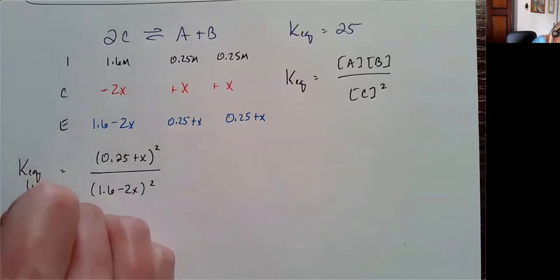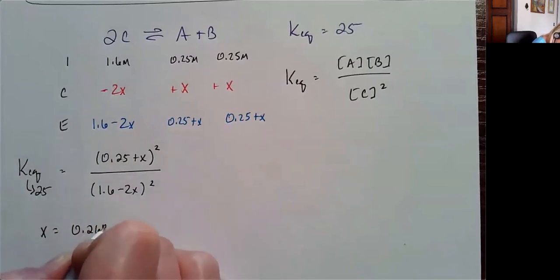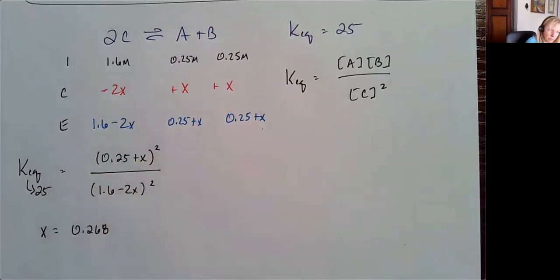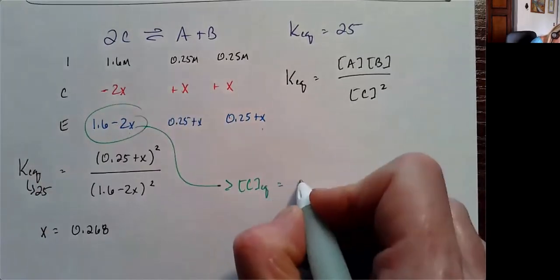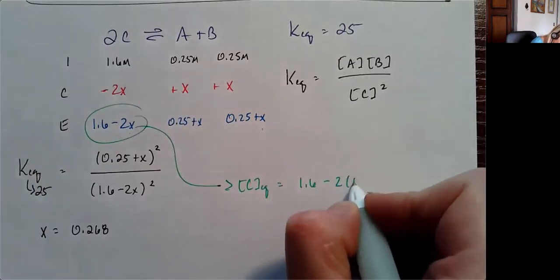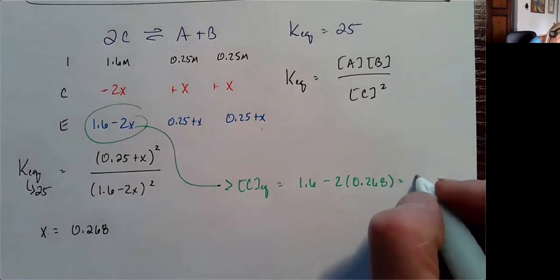And this, remember, was 25. That was given. And so when I solve for x now, I'm going to get 0.268. Now I'm going to take this value, go back up into here, and find my equilibrium concentrations. So C at equilibrium is going to be 1.6 minus 2 times 0.268. And that is going to be 1.1 molar.